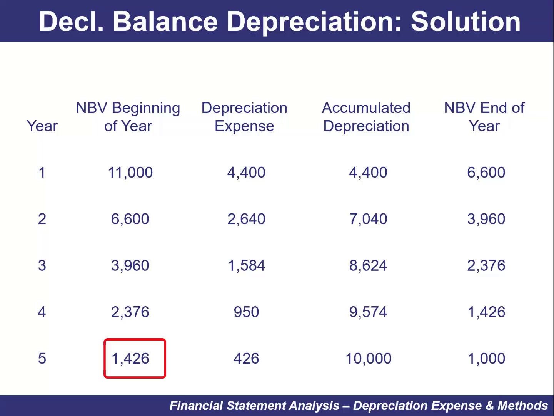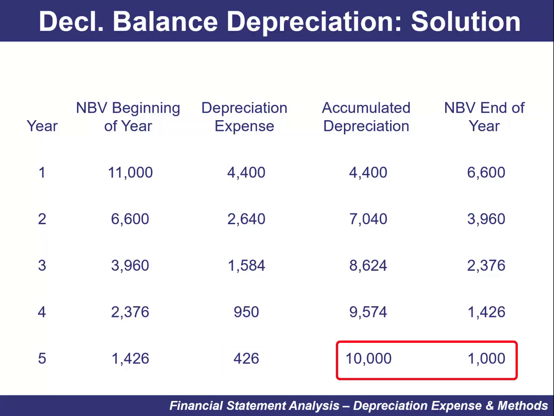At the beginning of the fifth year, net book value is $1,426, and if we took 40% of that, we'd have roughly $5,610 in depreciation expense. But if we took $5,610 in depreciation expense, that would result in our net book value being below $1,000. That's the salvage value. At the beginning of the year, we had $1,426 in net book value, so all we can take is $426 in that year, because that would bring us down to the $1,000.